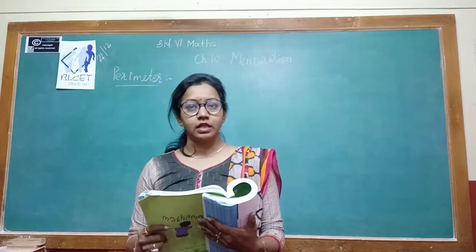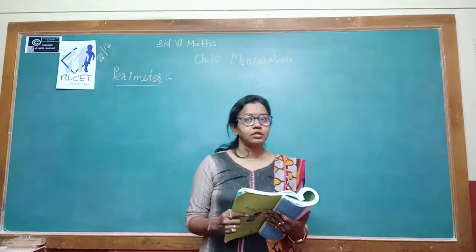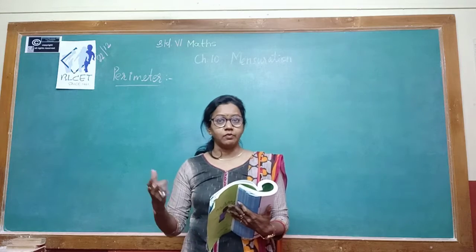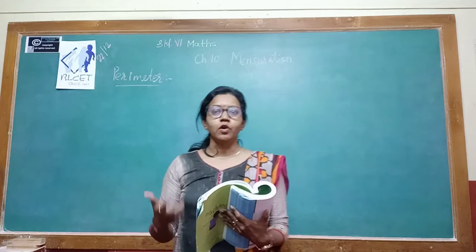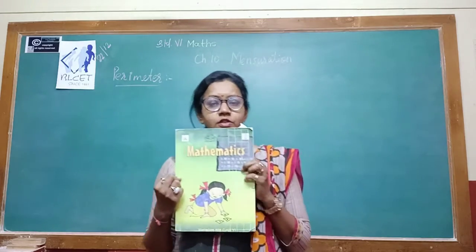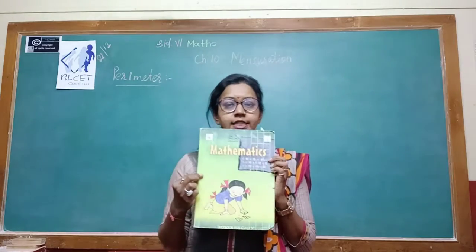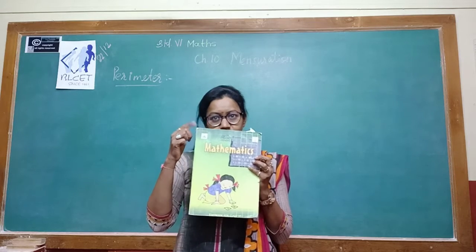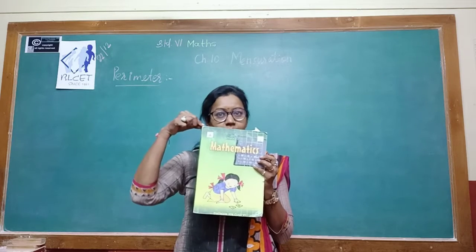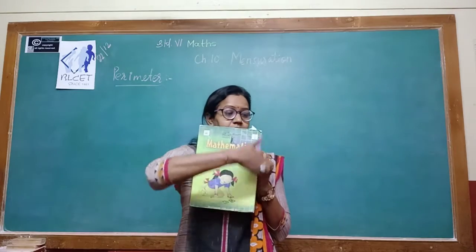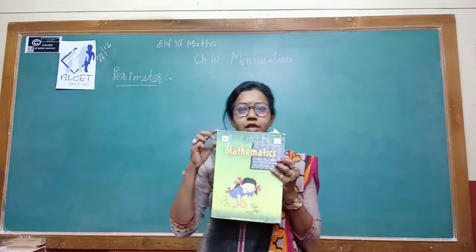We have already learned the definition, so let me just revise that particular definition. What is perimeter? If you want to find the perimeter of your mathematics textbook, how will you find it? You start from one point, measure the length of this side, this side, this side and this side, and come again to the same point.